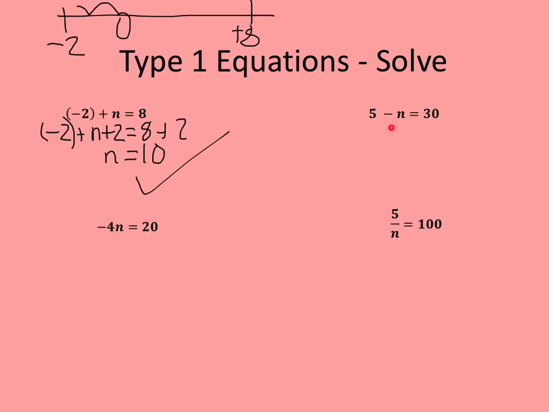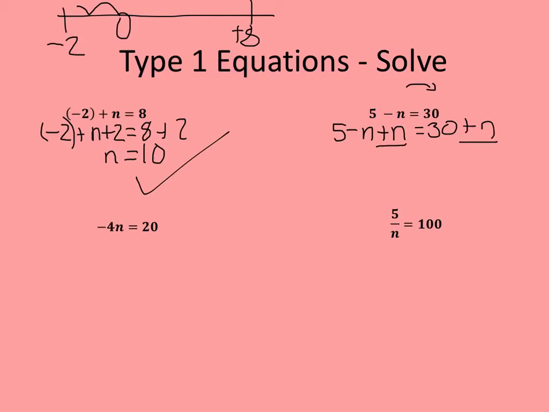5 take away n is 30. So what I don't like is this negative n. That makes things really hard to solve. So what I would like to do is to put my negative n on that side. So I am going to do 5 take away n plus n, because I don't want that n on that side anymore, and do 30 plus n.